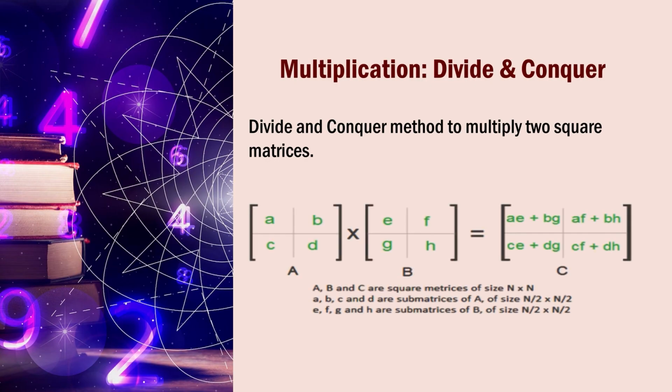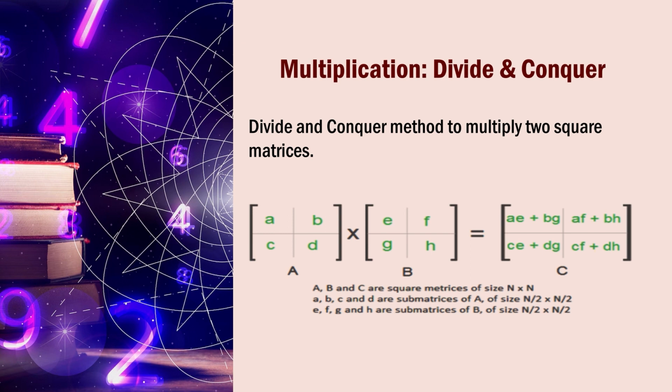As shown in the diagram below, A and B have dimension n cross n, and the small a, b, c, d are also matrices with dimension n by 2, n by 2, and E, F, G, H also have dimension n by 2, n by 2. So how do we use that divide and conquer approach in matrix multiplication?